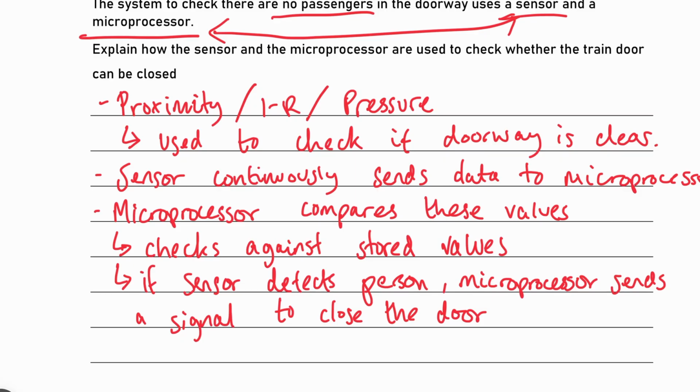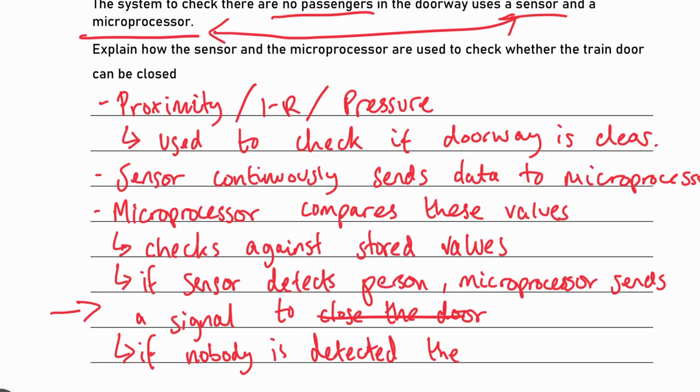What you'd also say is that if nobody is detected, the door, oh, I've done this the wrong way around. Sorry, guys. Let's go back to this point. If the sensor detects the person, the microprocessor sends a signal to keep the door open. That's my fault. I've done it the wrong way around. Keep the door open. If nobody's detected, that's when the door will be closed. So hopefully you picked up on that. If nobody's detected, the door can close.